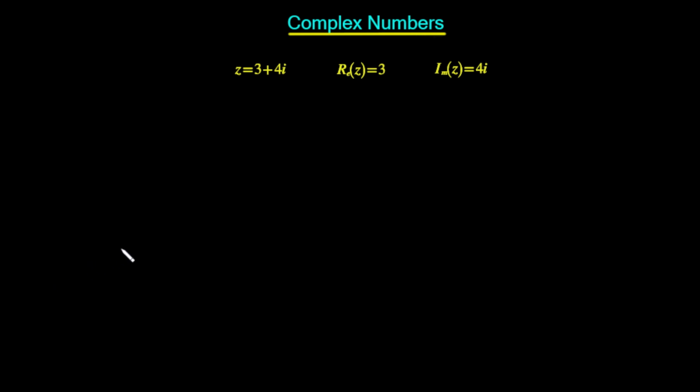Now let's see how we're going to represent complex numbers in our machine. Now we could write the complex number z is equal to 3 plus 4i. In this instance, the real part of z is the 3 and the imaginary part is the 4i. Now how are we going to represent this in our machine?